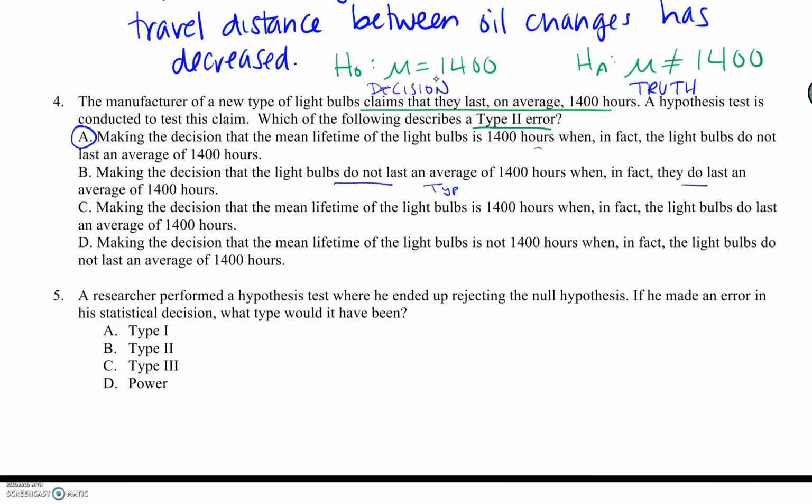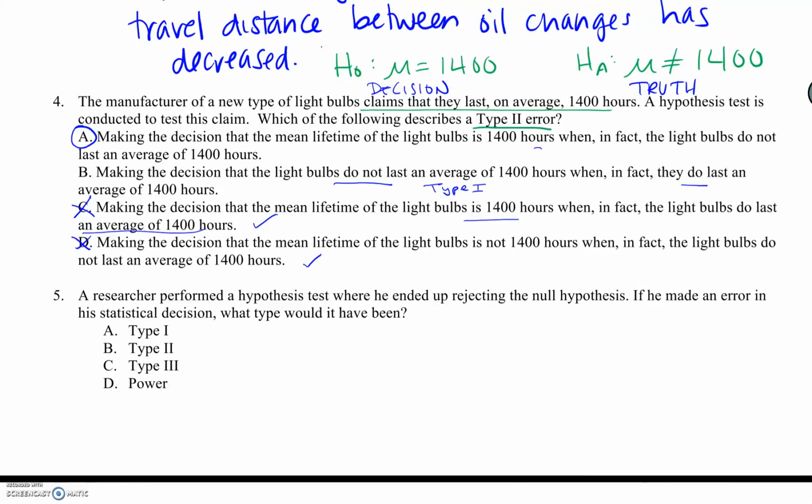This is actually a type 1. Making the decision that the mean is 1,400 hours when it is, so this is actually the truth. This is a correct decision. And making a decision that it is not 1,400 hours when in fact they do not last, that's also a correct decision. So the only two that are actually errors right off the bat are A and B. And if you know that type 1 is rejecting the null when it's actually true, and type 2 is failing to reject when it's actually false, then you should be able to work these out, as long as you do the work of setting up your hypotheses, right?